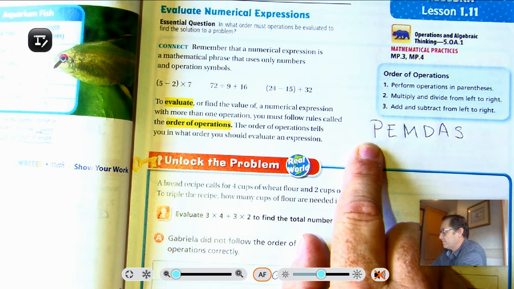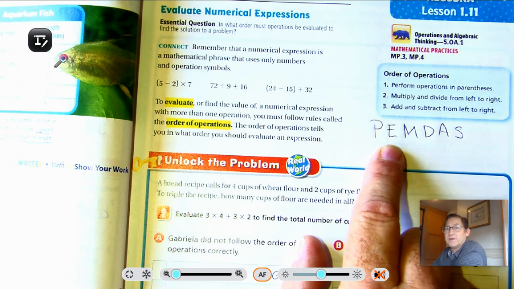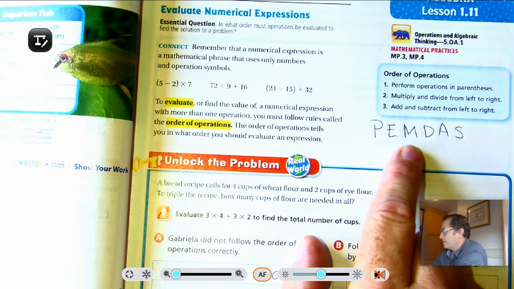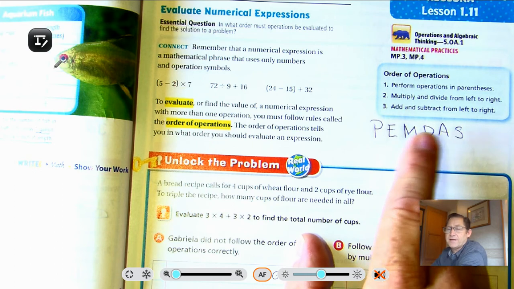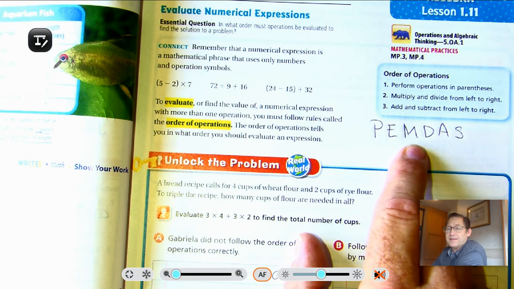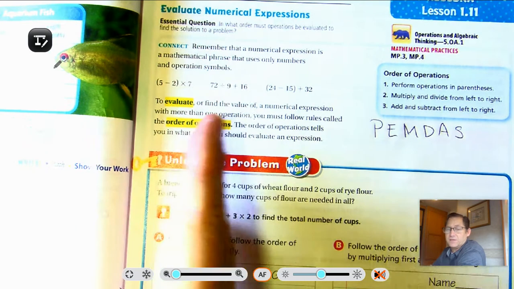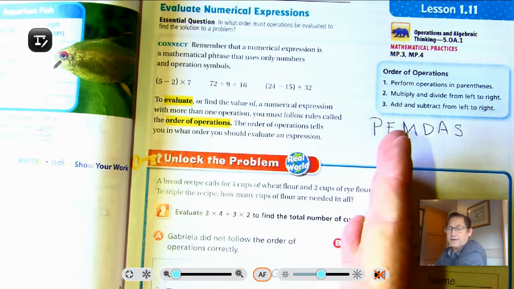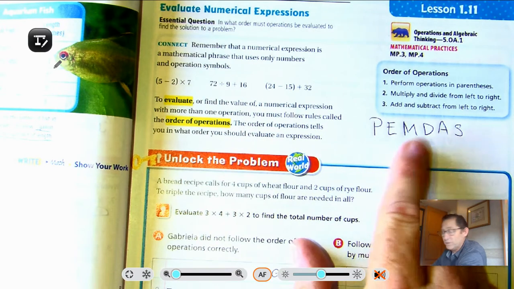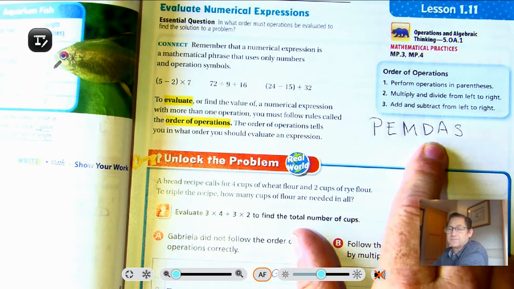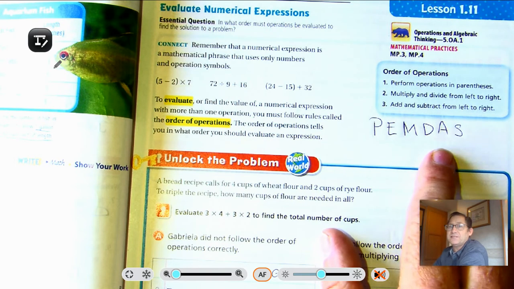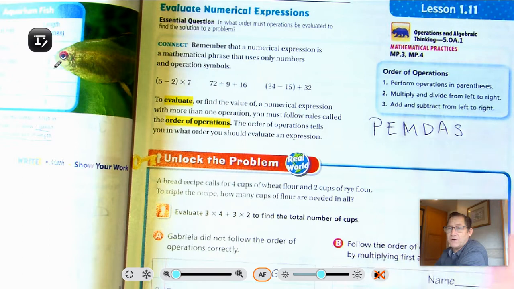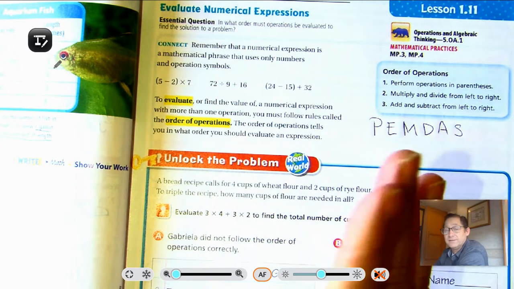So parentheses must come first, and then if there's any exponents, we would solve for the exponents. Then we're going to multiply or divide left to right. If all we have is multiplication and division in a problem, even if the division is written first, we're going to divide first, then multiply. Okay, because we're going to go left to right. And then the same rule for addition and subtraction. If we're only left with addition and subtraction, we're going to go left to right, regardless of which one is listed first.